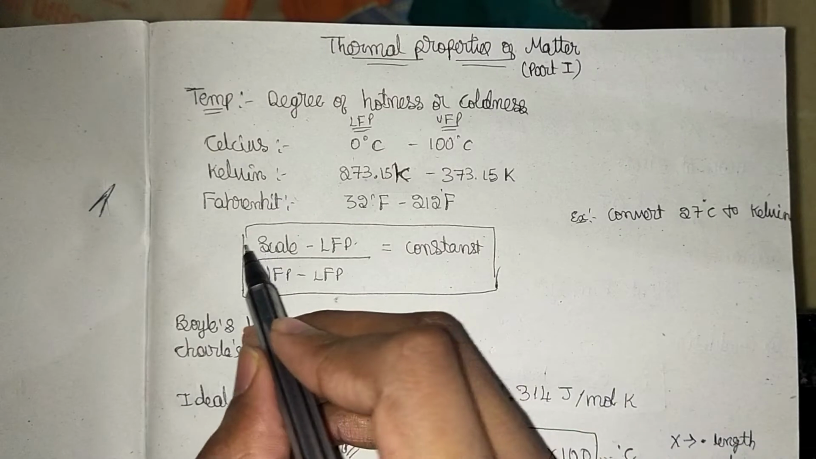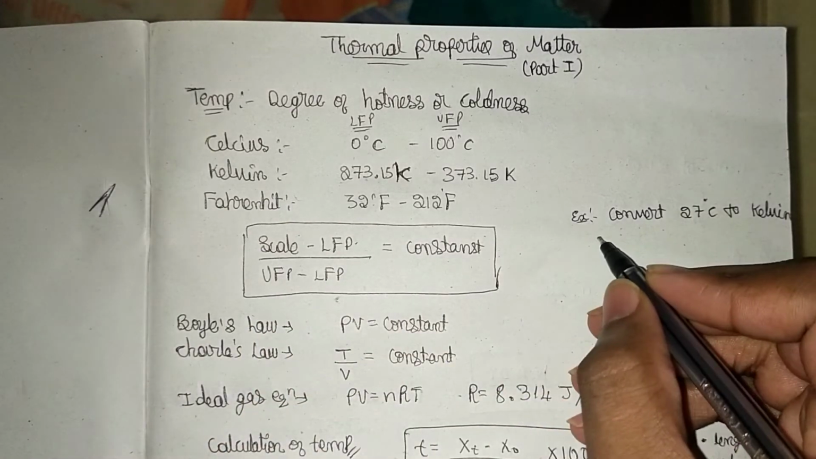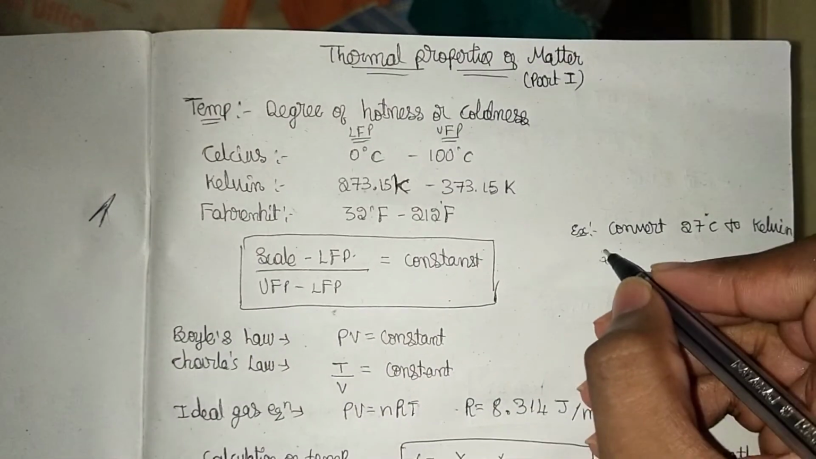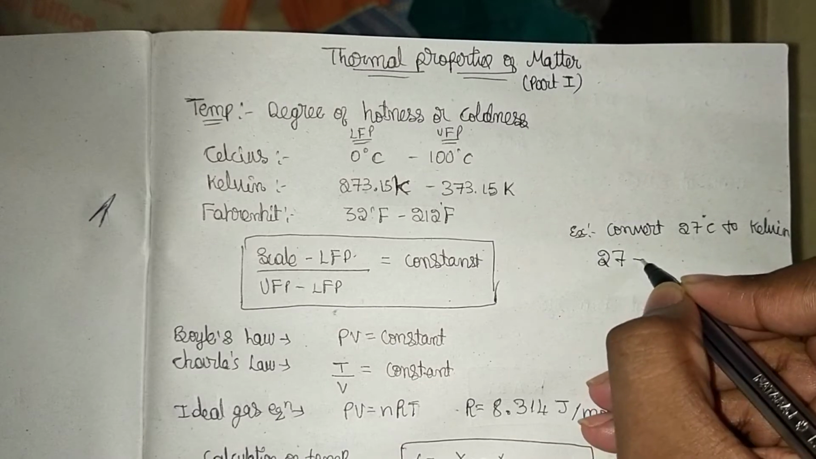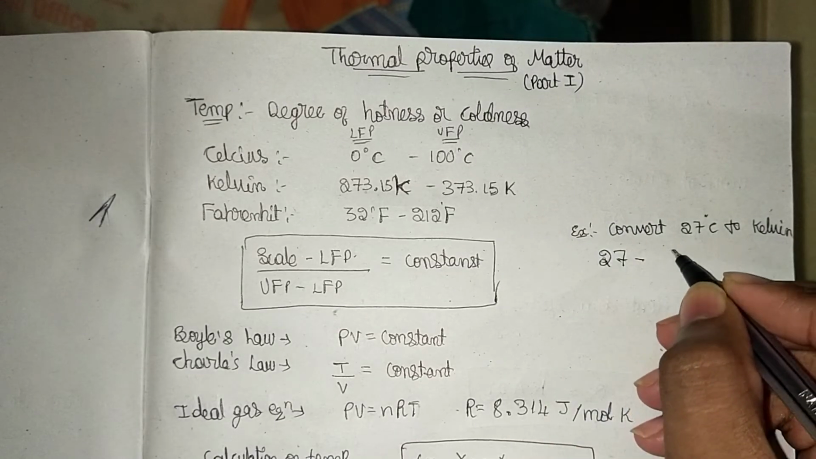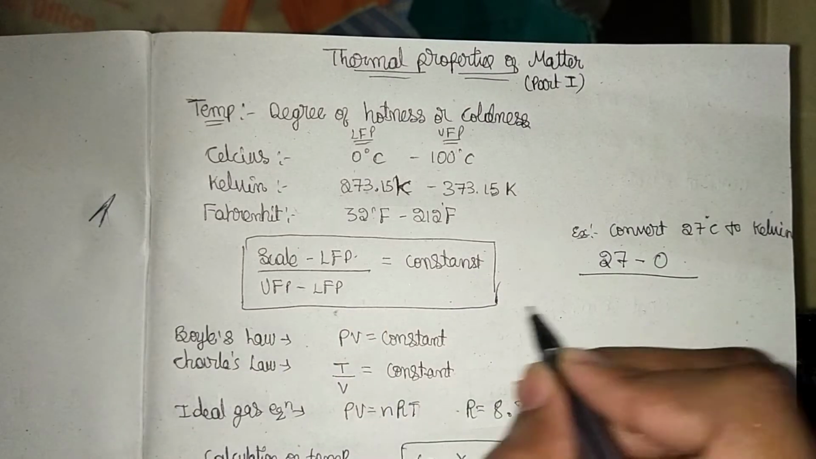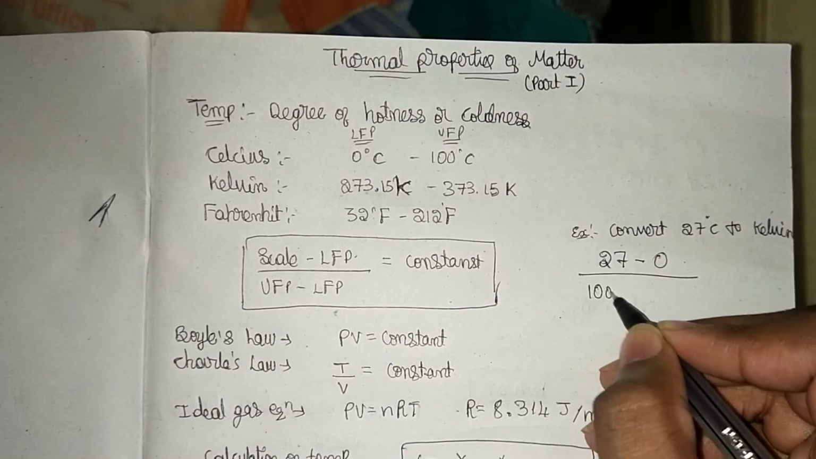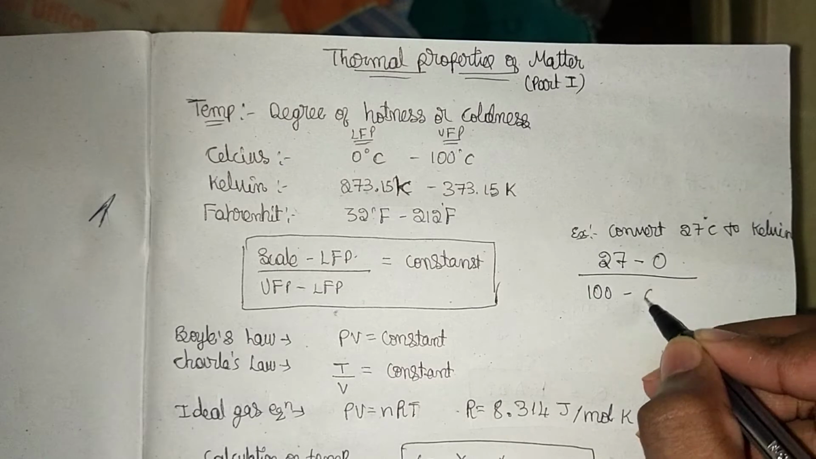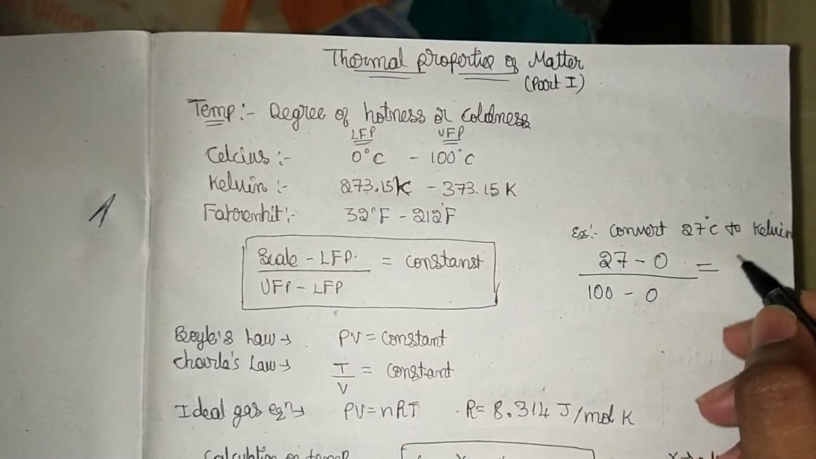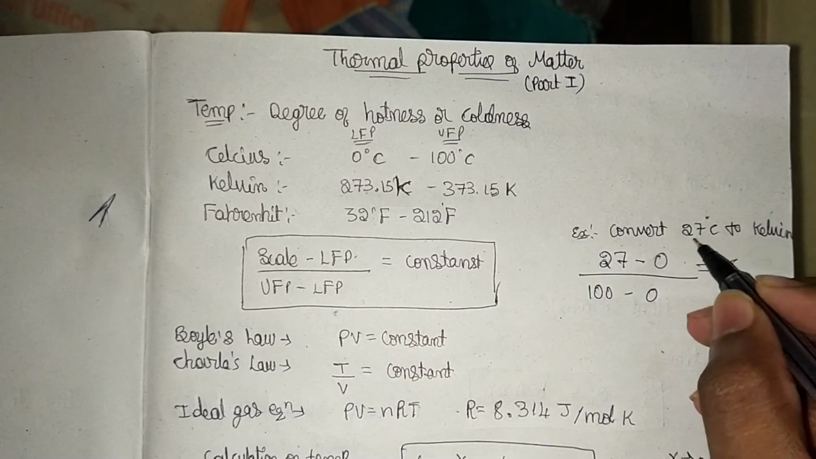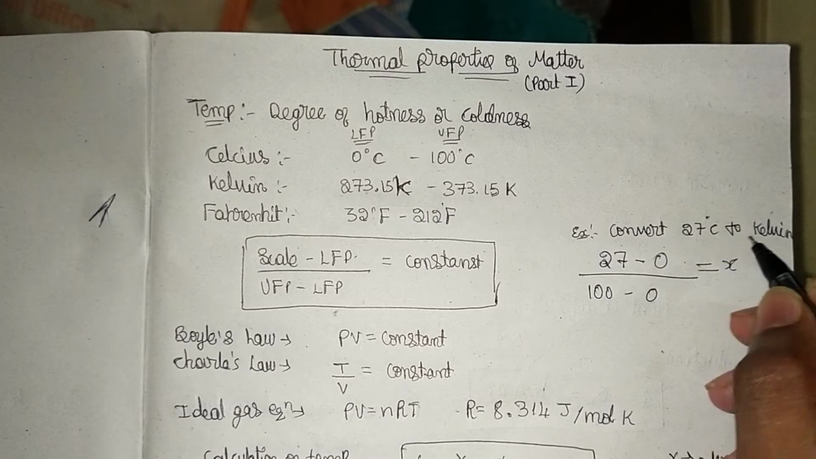The method is, first we write the given temperature, that is 27 degrees Celsius, minus the lower fixing point for the Celsius scale, which is 0, divided by the difference of the upper and lower fixing point. The upper fixing point for the Celsius scale is 100 minus the lower fixing point of the Celsius scale, which is 0, equal to x. That is, we have to find out 27 degrees Celsius equal to how many Kelvin.